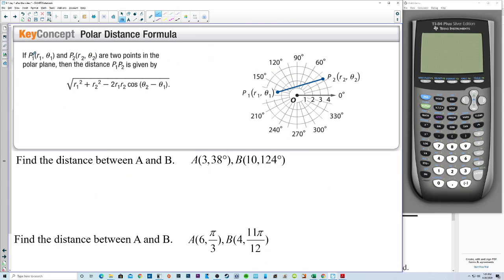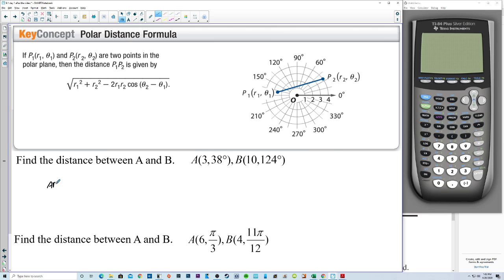Polar distance formula: if P1 is (r1, theta 1) and P2 is (r2, theta 2), two points in the polar plane, then the distance P1P2 is given by, this actually comes from the law of cosines, the square root of r1 squared plus r2 squared minus 2 r1 r2 cosine of the difference of the two angles. So find the distance.